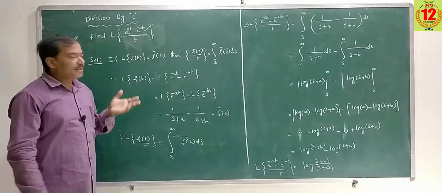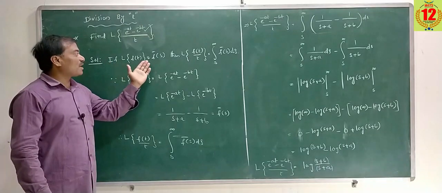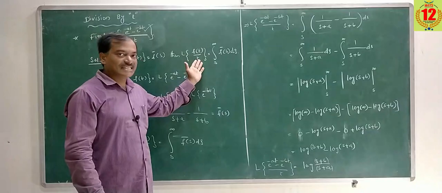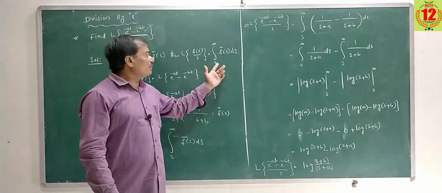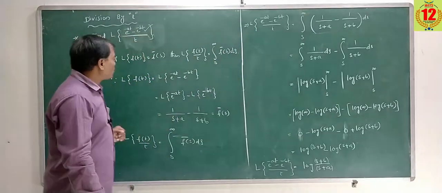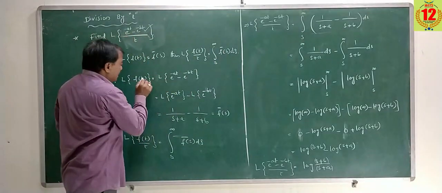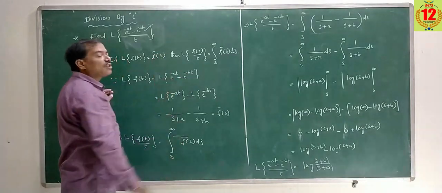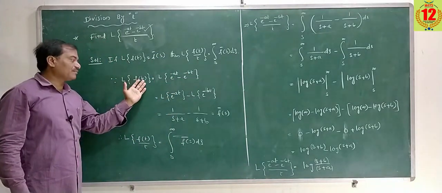So what is the statement here? If the Laplace transform of f of t equals f bar of s, then the Laplace transform of f of t by t equals the integral from s to infinity of f bar of s ds. What is f of t? f of t is e power minus at minus e power minus bt. Now we have to find the Laplace transform of f of t.